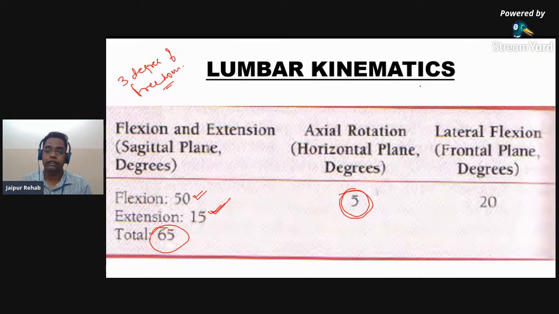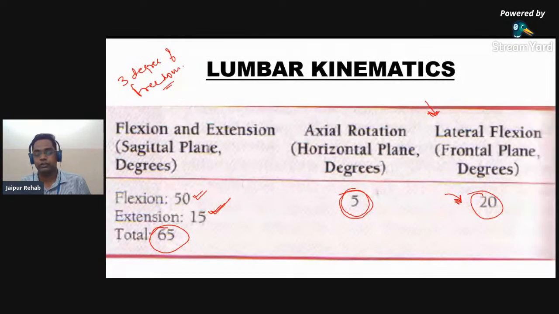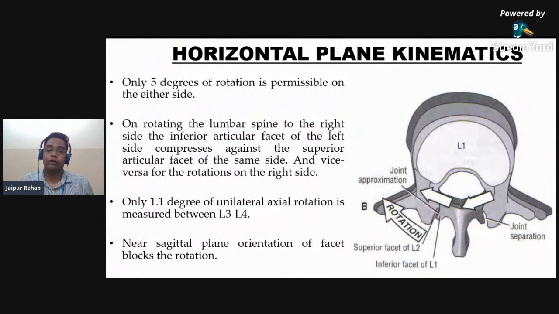Okay. Talking about the lateral flexion, only 20 degrees of lateral flexion, that is the frontal plane motion, is available. Okay, so in 5 segments we have 20 degrees. So nearly, if you try to divide it, you can say that 4 degrees of movement is available at every segment. Okay. Now coming on to the arthrokinematics.